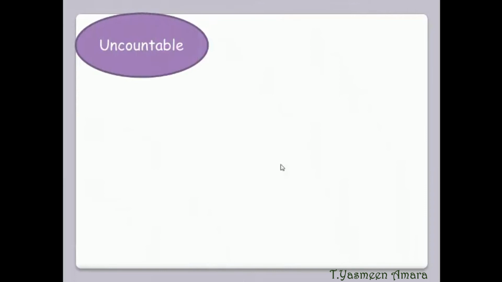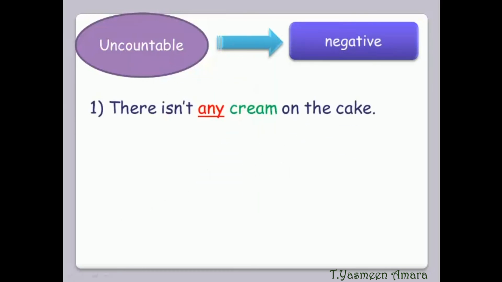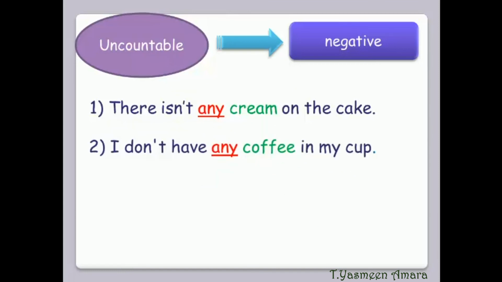We will continue with uncountable nouns in negative form. Look at these examples. There isn't any cream on the cake. Isn't is negative form. Any comes with countable and uncountable nouns. Cream is an uncountable noun. Okay, number 2, I don't have any coffee in my cup. Any comes with the negative form of sentences and coffee is an uncountable noun.